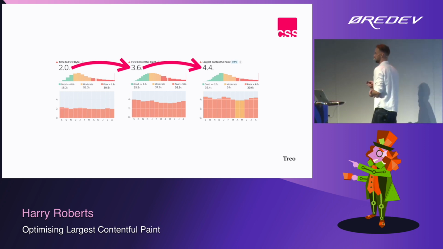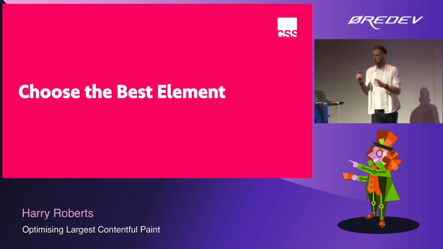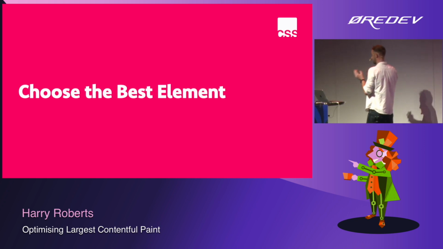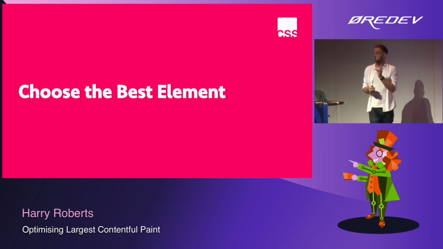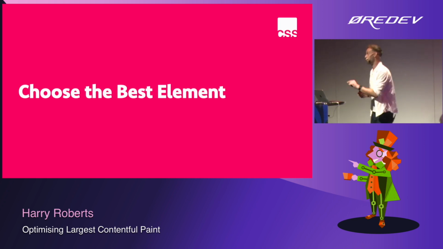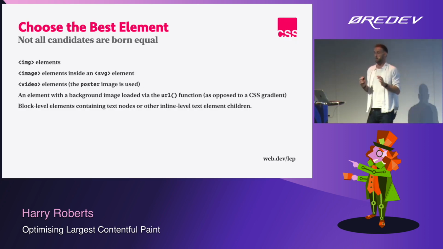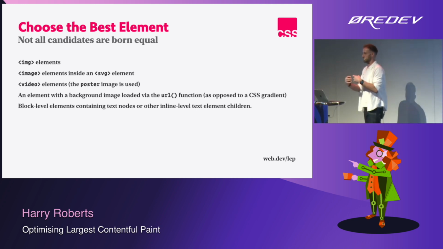The next bit of advice is actually far simpler. Choose the best element. I mentioned before how the Meta site was an H1, my site was a background image. There's a small and finite list of elements that are considered for LCP, and your choice of element will make a big difference. This slide is copied and pasted word for word from the web.dev website, and this slide really, really annoys me, because this is the text they present as, well, it's fact.